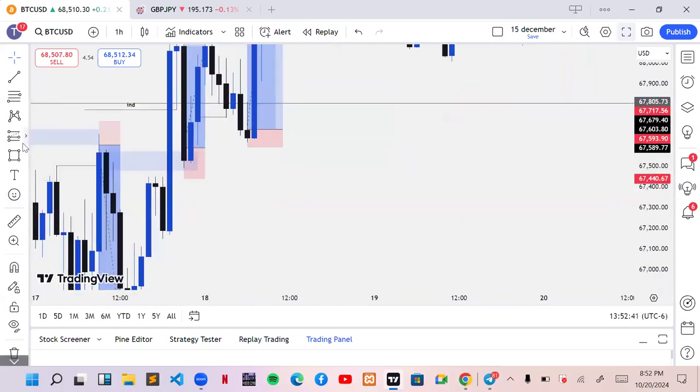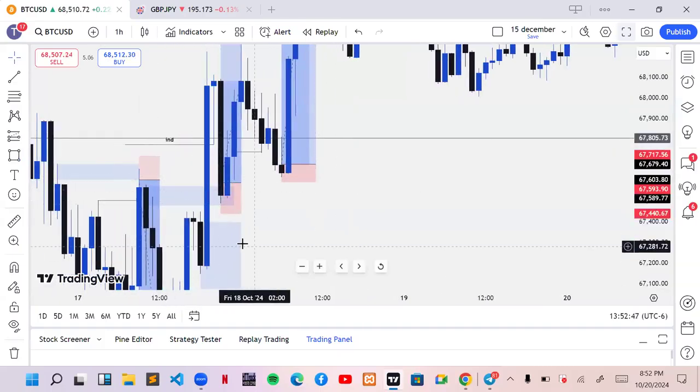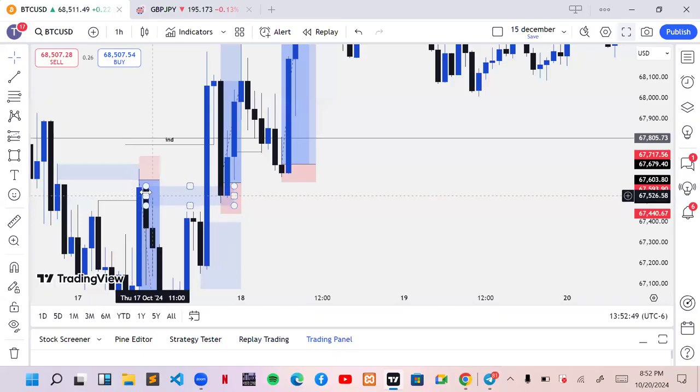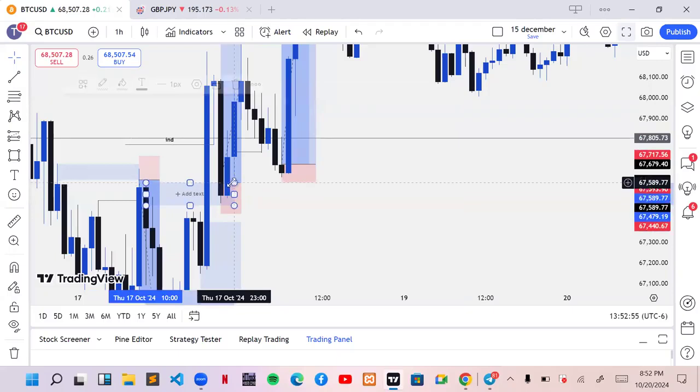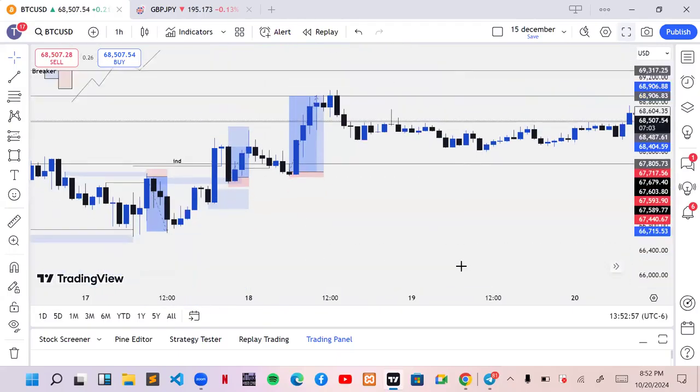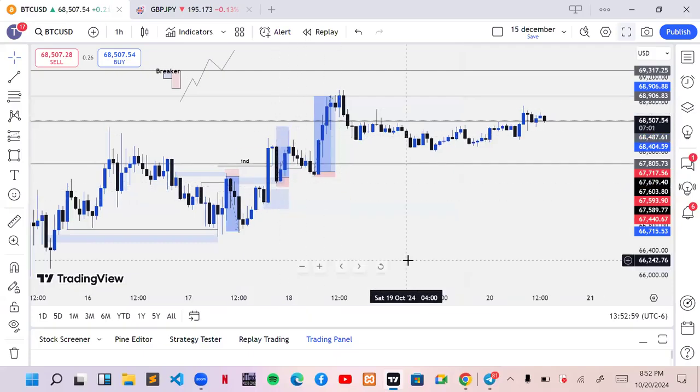There's another block down here, but at the same time there's a breaker block up here. The reason I did not pick this other block as my entry was because this breaker block is closest to this inducement that market made right here. That was why I took this trade from this breaker block, and then as you can see, TP.